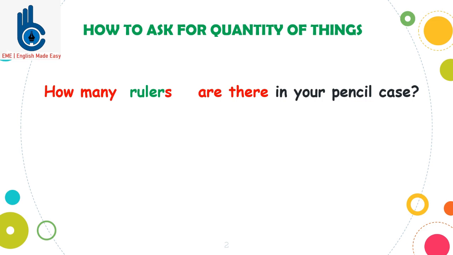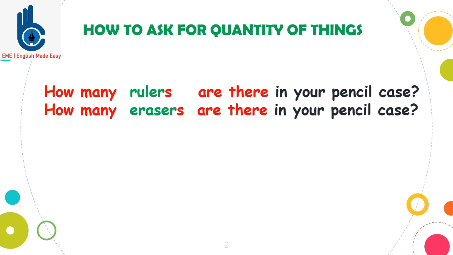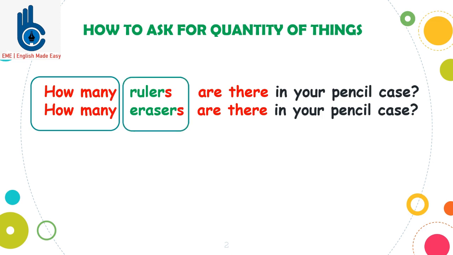In the previous dialogue, we can hear the people say, "How many rulers are there in your pencil case? How many erasers are there in your pencil case?" From the 2 sentences here, we can see they have some similarities. They start with how many, followed with the name of the object, and S at the end of the object, and are there.